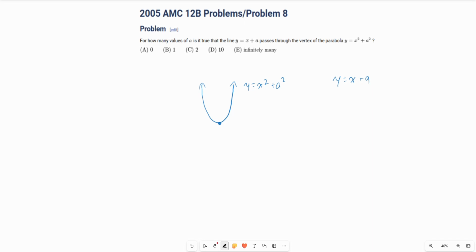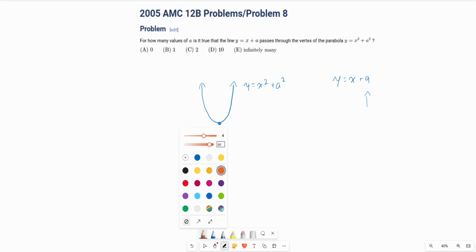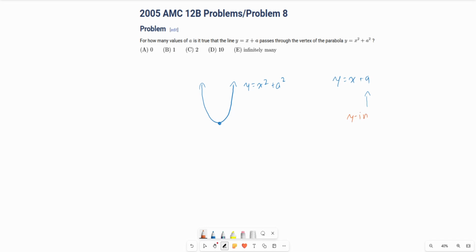Okay, so first thing is that I noticed that the slope of the line is 1, positive 1. And a is the y-intercept. Let me make that in a different color since it's pretty important. Okay, so a is the y-intercept. And what do we know about the parabola now?